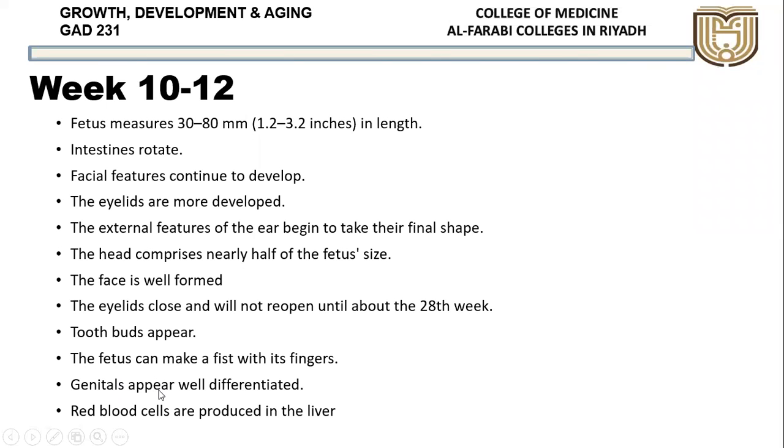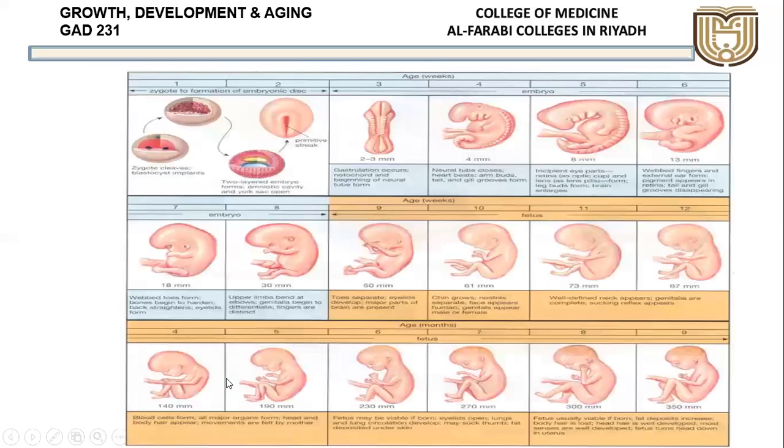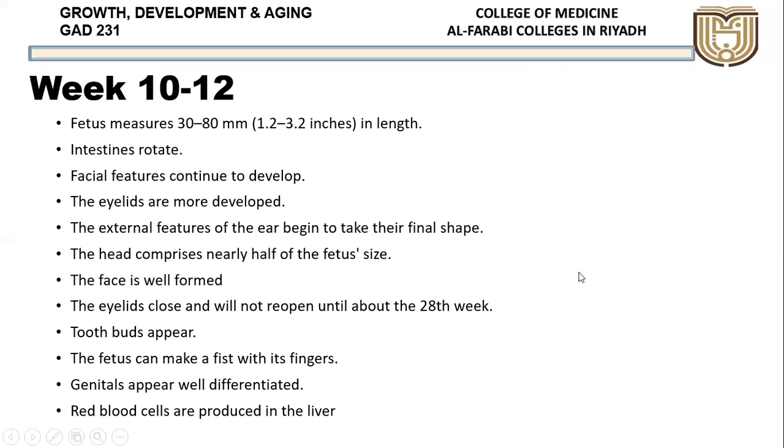Then the genitals appear well differentiated. So if you see the genitals, they start appearing. Still you cannot specifically identify them, but there will be formation of the genitals. Okay, so they are not well differentiated until the 16th week. So still they are in the primitive stage of development.